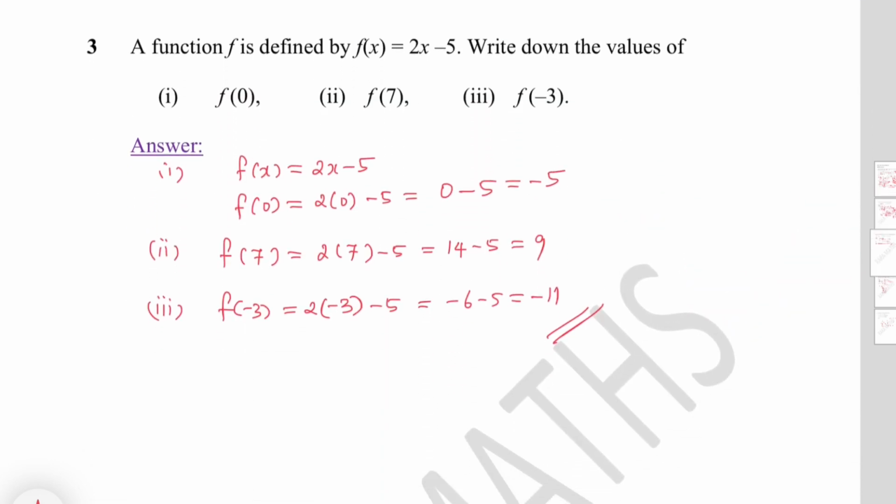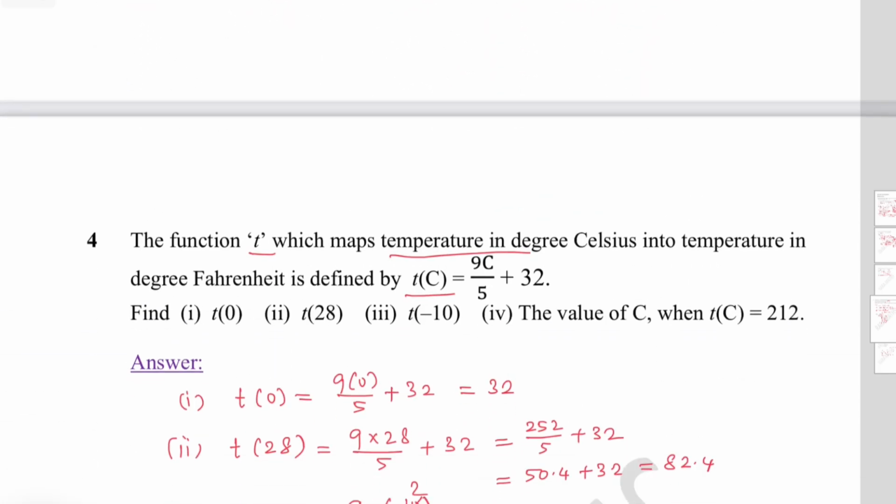So next, question number 3. A function f is defined by f of x equal to 2x minus 5. Write down the values of f of 0, f of 7 and f of negative 3. So given f of x is 2x minus 5, f of 0 is, you substitute x equal to 0, 2 times 0 minus 5, that is 0 minus 5, that is negative 5. And f of 7 is 2 times 7 minus 5, that is 14 minus 5 equal to 9. And f of negative 3 is 2 times negative 3 minus 5, that is minus 6 minus 5, minus 11. So it's a simple question.